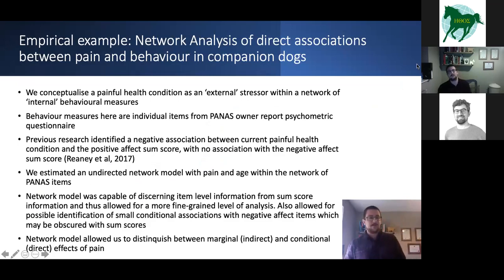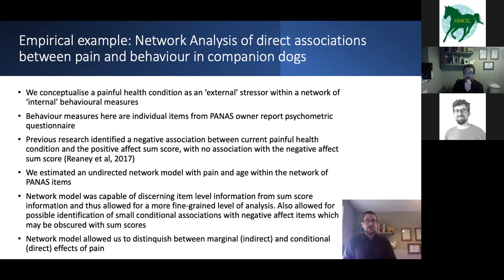So on to the first empirical example, which follows the approach just outlined in the last slide. We used network analysis to identify direct associations between purported painful health conditions and behavior in companion dogs. We conceptualized pain as an external stressor, which could impact a network of internal behavioral measures. Here, our behavioral measures were individual items in the PANAS owner report psychometric questionnaire.